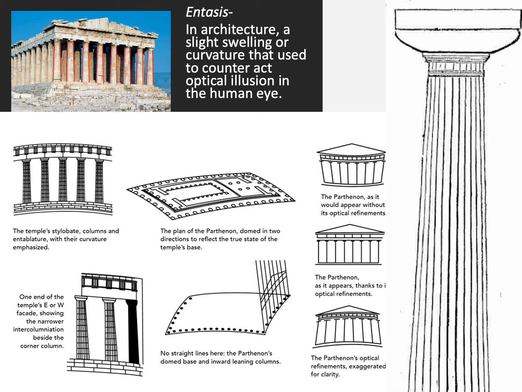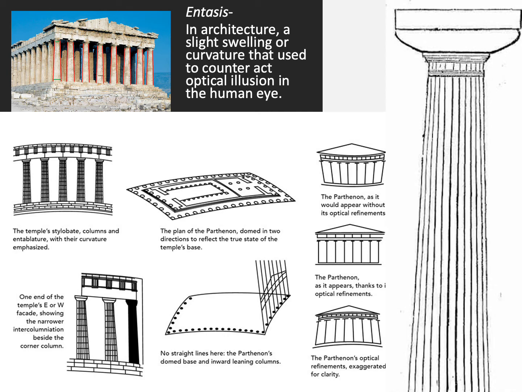And entasis just means that the platform of the building curves slightly. So the stylobate, or the platform that is underneath the temple, curves upward in the center, and the sides slope downward. It forms a shallow dome. The entablature, that is the triangular part of the pediment and the frieze, swells slightly in the center. And the columns lean slightly inward and bulge slightly in the center.